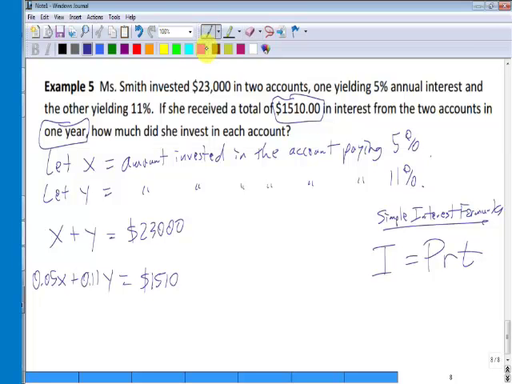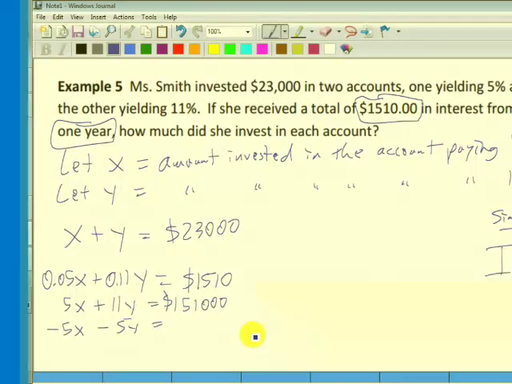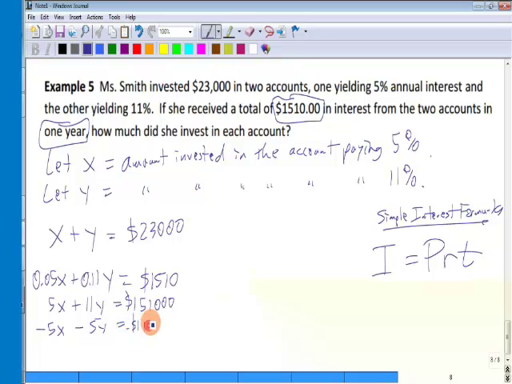We take the bottom equation and call that 5x plus 11y equals $151,000. And take the top equation and say that's negative 5x minus 5y equals, calculator time, negative $115,000. I think it's a great approach to it.